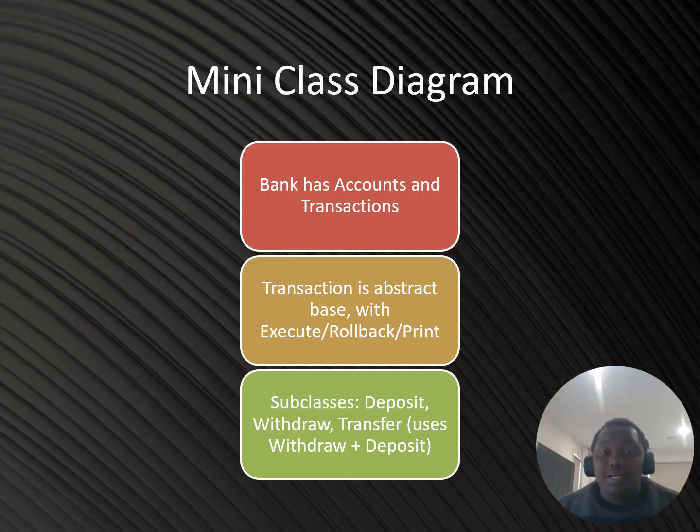Let us now check the class diagram. The design can be summarized visually, whereby the Bank contains Account and Transactions. Transaction is an abstract class with execute, rollback, and print. Subclasses include Deposit, Withdraw, and Transfer. Transfer uses both a Withdraw and a Deposit internally. This shows the relationship of composition and inheritance clearly.